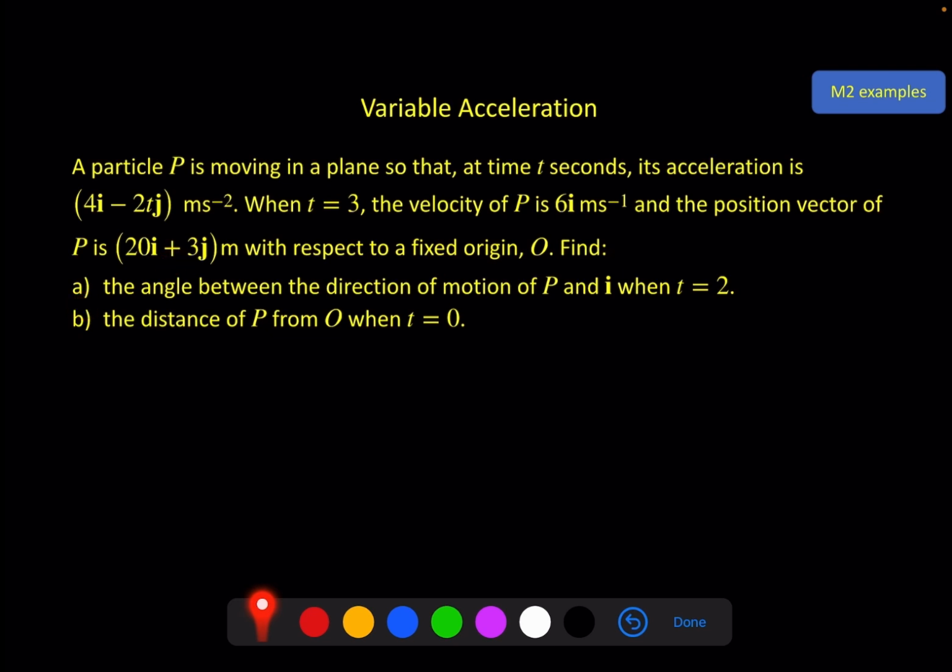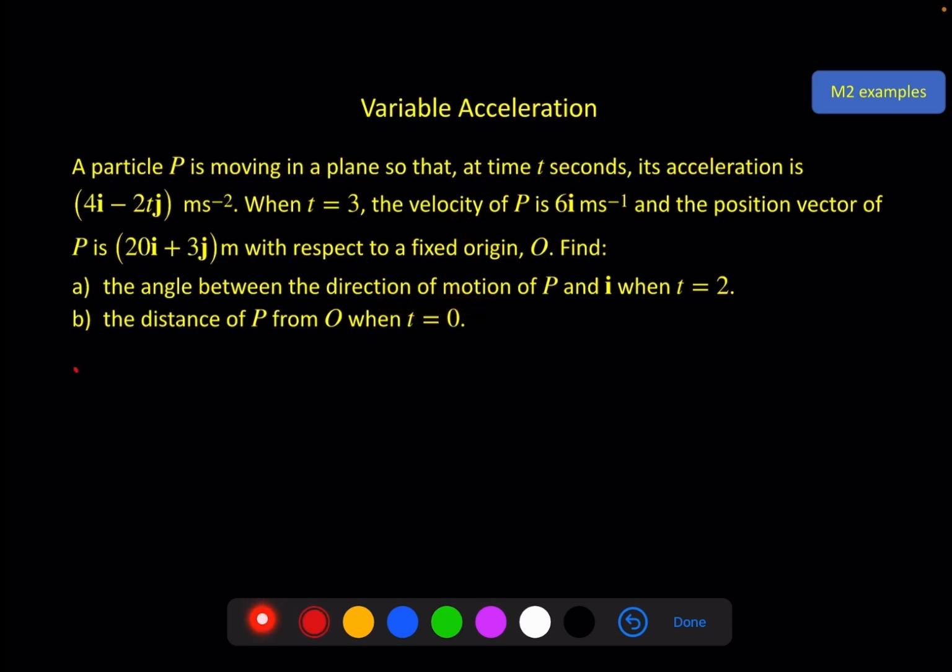Part A, find the angle between the direction of motion of p and i, the positive x-axis, when t is equal to 2. Okay, here we need to understand what it means by the direction of motion. Remember, the acceleration is describing the change in speed. The position vector is just describing where the particle is. It's the velocity that is describing how it moves from moment to moment. So we need to find the velocity as a vector, then we can find the direction of the velocity, which tells us the direction of motion.